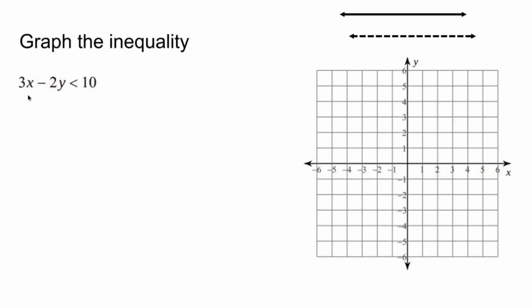Graph the inequality 3x minus 2y is less than 10. Alright, so in order for us to graph an inequality, we need to get this into slope-intercept form, which looks like this. Now I know this is an equal sign, this isn't. We'll deal with that in a minute. I just need to get y all by itself over here. That way I can compare it to this.